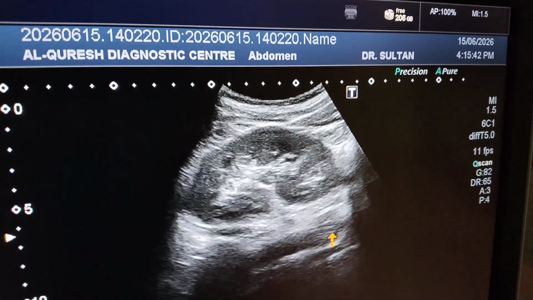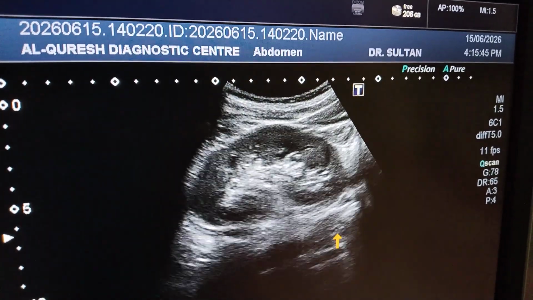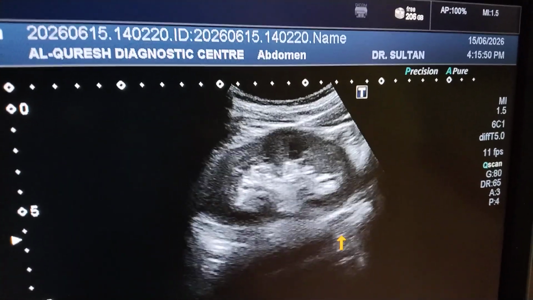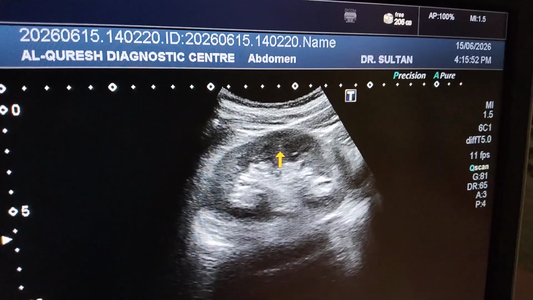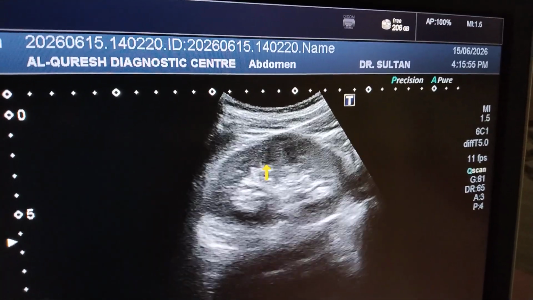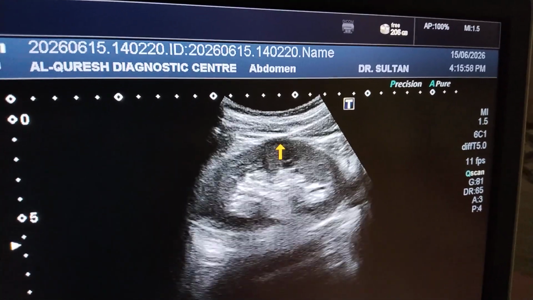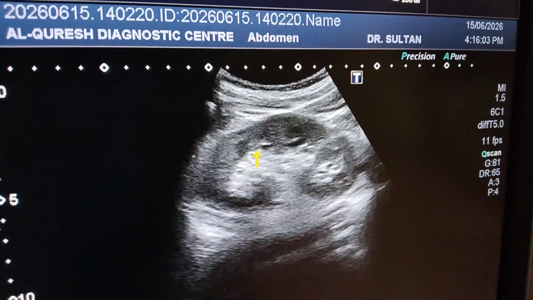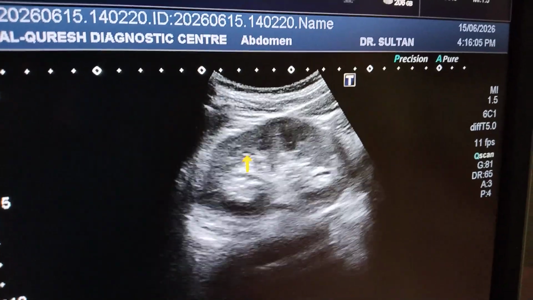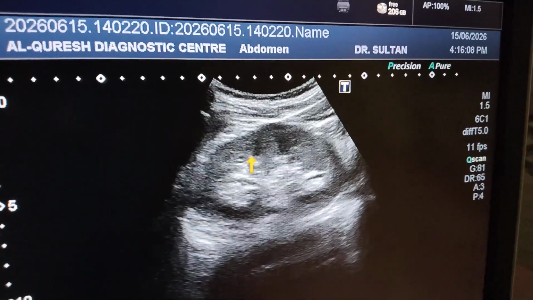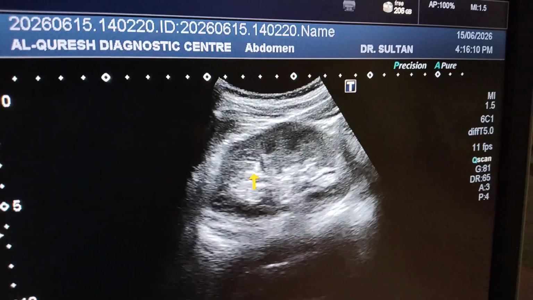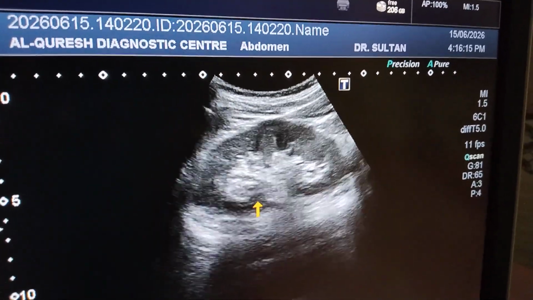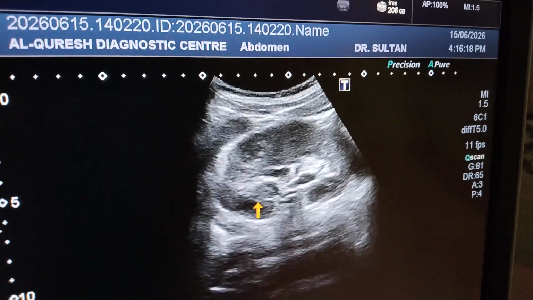So this was all about the normal sonographic anatomy of the kidney. Sonographically we cannot appreciate the proximal and distal convoluted tubules in the cortex, the loop of Henle, collecting ducts, and straight ducts in the medulla, because sonographically they are not appreciable. This was all about the kidney. Thank you very much.